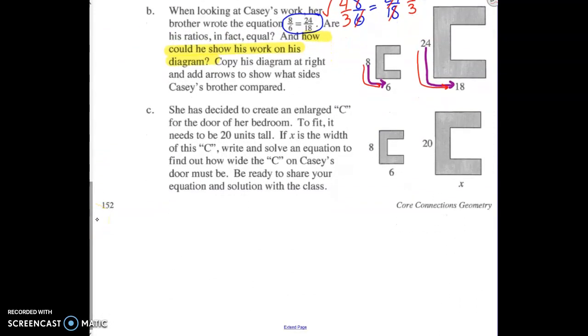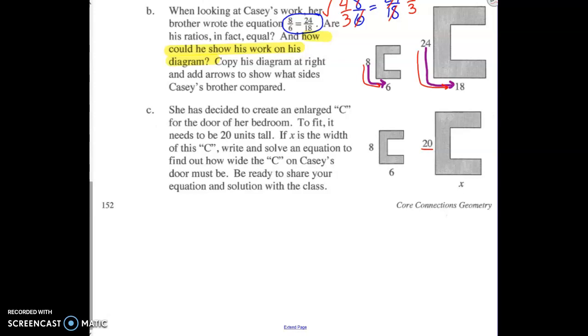So she decided to create an enlarged C for the door of her bedroom. To fit it, it needs to be 20 units tall. If x is the width of the C, write and solve the equation to find out how wide the C on Casey's door must be. Ready to share your equation and solution with the class? Really, you're just going to be sharing it with your teammates.